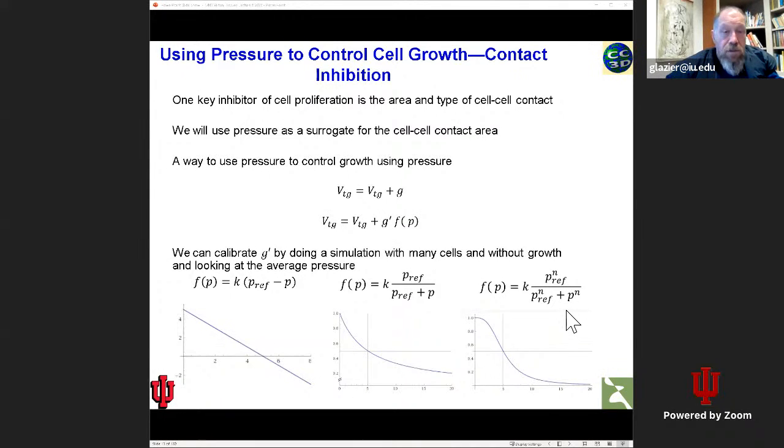And this kind of functional form is used a lot in situations where we don't know the details. Both of these have the property that if P equals PREF, I have PREF over 2 PREF, I have 1/2. So always at P equals PREF, the value of my function is 1/2. And so that's why PREF is a reference pressure in this case. I don't know if that helped answer the question at all.